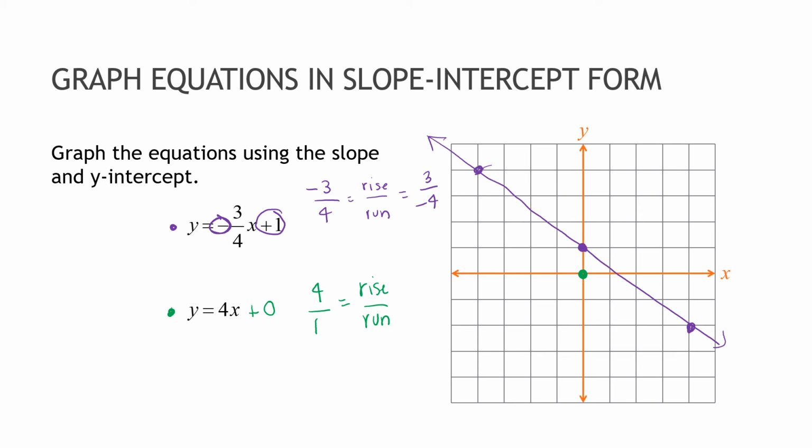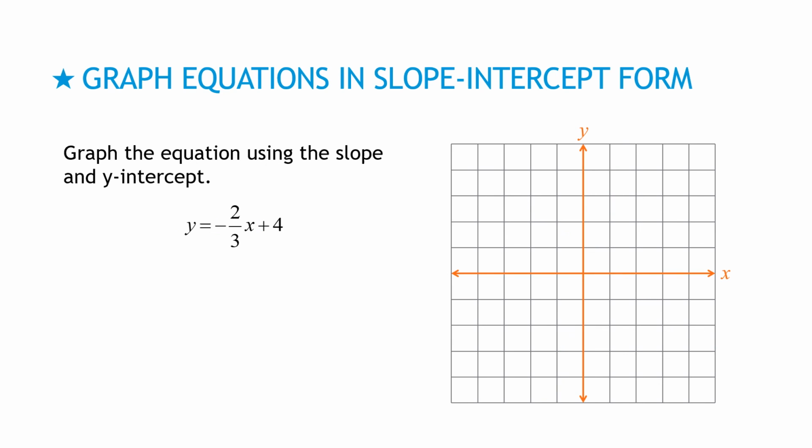So I'm going to use 4, up 2, 3, 4, over 1. Very steep line. Or, remember, this is the same as negative over negative, so down 4 to the left 1. And then I'm going to connect the dots, get rid of that other silly stuff that I write in there. So that would be my second line.